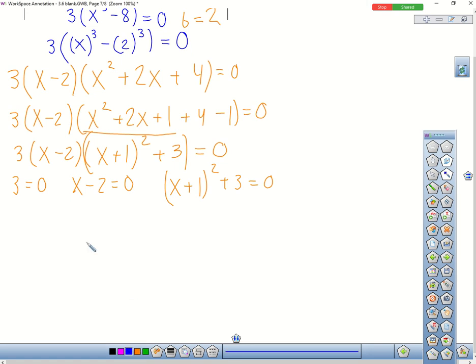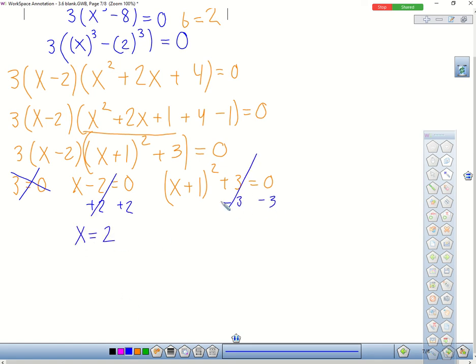What happens to the first instance? 3 equals 0. Can I solve that? No? Yes? What do you guys think? Can I do something with that? No, I reject it. Over here, I'm going to add 2 to both sides. This becomes x equals 2.